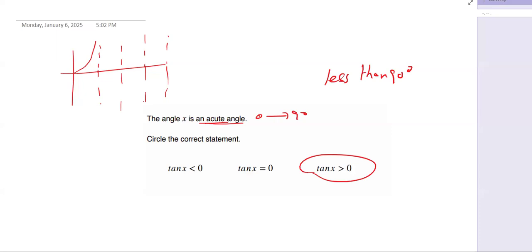Okay, for example, if this is a question, can you hold on for 1 second, please?